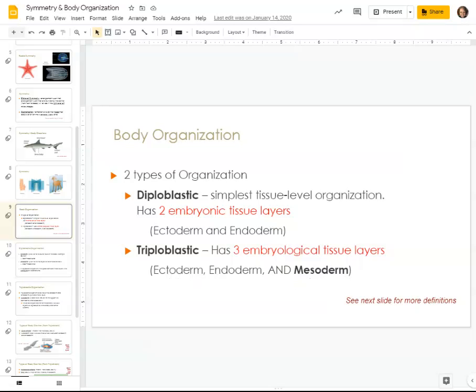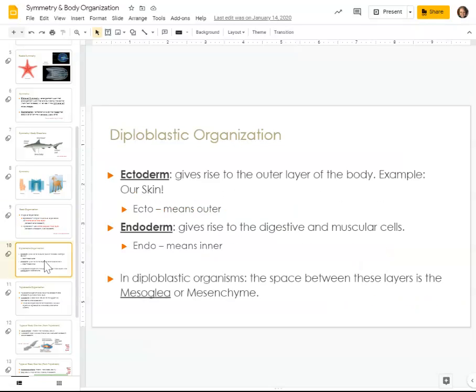So when we talk about embryonic layers, or sometimes they're called germ layers, this is well before they're born, how many cells do they come from? So in general, when we talk about diploblastic organisms, they have two layers of cells before they're fully grown. The ectoderm, ecto means outside or outer, and this gives rise to the outer layer of the body, like our skin. So ecto means outer, endo means inner, and that's going to make things that are deep inside our bodies. So the digestive system, muscles, those are going to be coming from the endoderm.